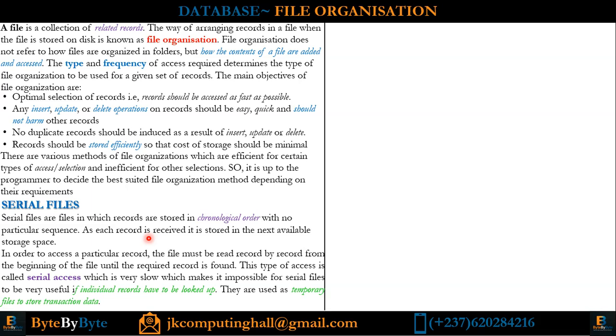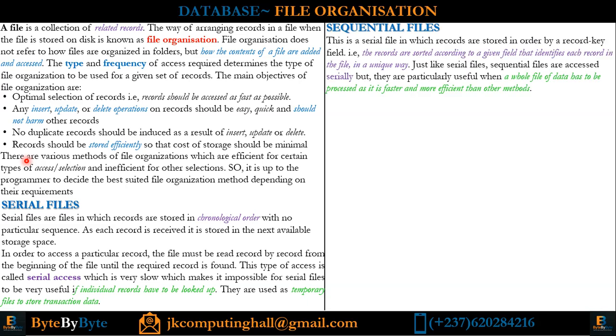This type of access is called serial access, which is very slow, which makes serial files not very useful if individual records have to be looked up. So serial files are not the best option if individual records have to be looked up because, to get at record number 50, I will still need to pass through 1, 2, 3 up to 49. But the main advantage is that they are used as temporary files to store transaction data.